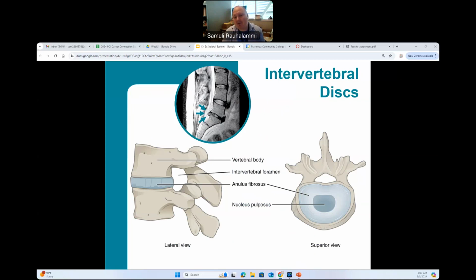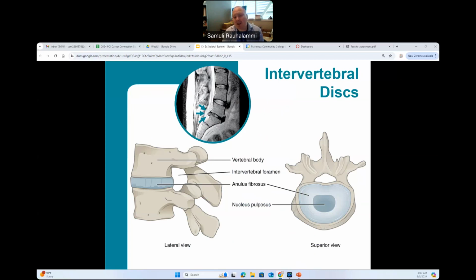The other thing that these intervertebral discs do is serve as shock absorbers, eliminating stress and impact from a shock that could otherwise result from physiological movements, jumping, things like that.